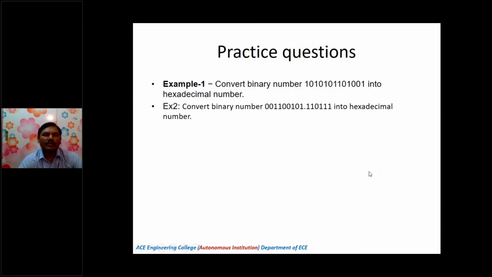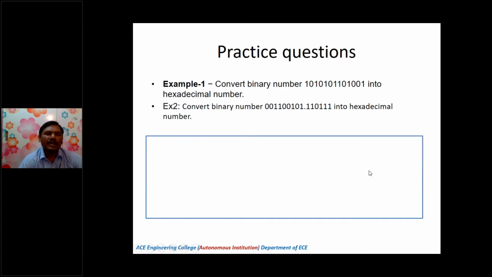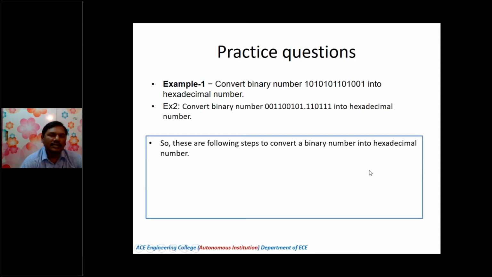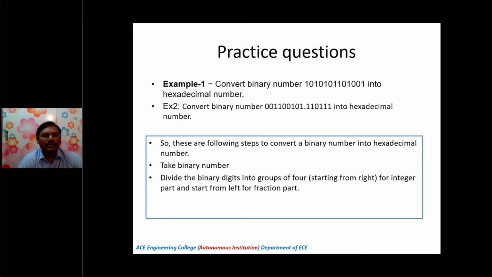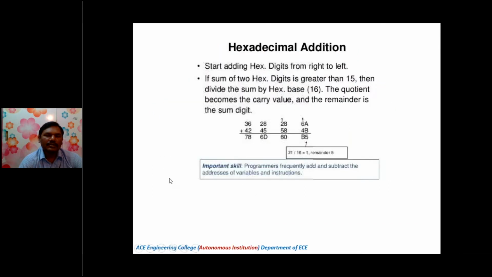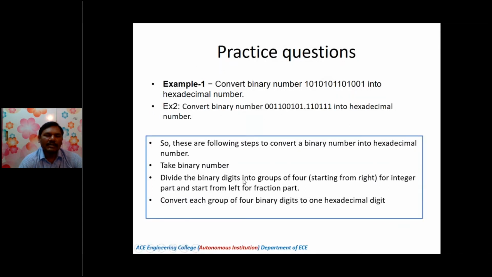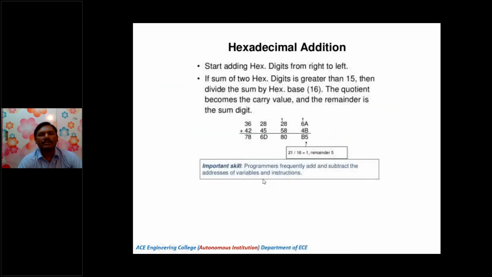So these are some of the practice questions: how to convert a binary number to hexadecimal, and a hexadecimal number to binary. We will discuss these practice questions in our discussion time. And this is the procedure for converting binary to the hexadecimal number system: divide the binary digits into groups of 4, which gives the equivalent hexadecimal.